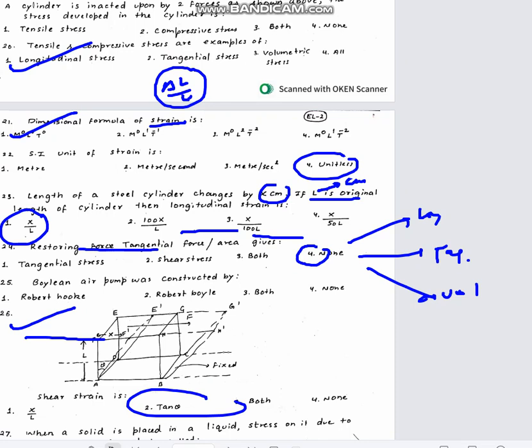Next is restoring force, tangential force per unit area gives, so tangential force gives shear stress. Next is Boylian air pump was constructed by obviously Robert Boyle. Second is correct. Next is shear strain is, so this is equal to x by L. One is correct over here.